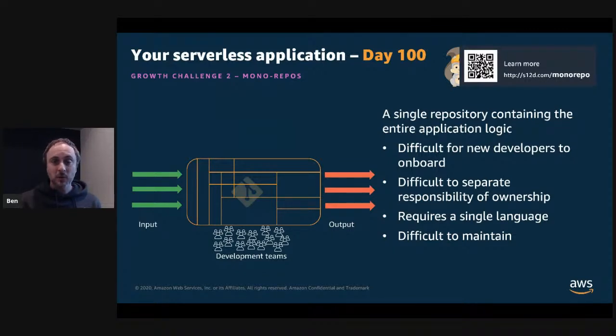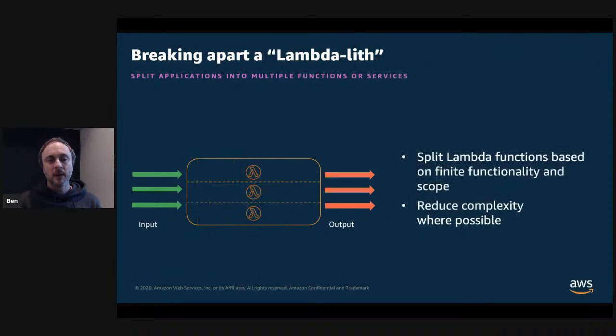And because it's all held within this one function, it's forcing every development team to use the same runtime, which is a whole other advantage of Lambda, that it's runtime agnostic. So the bottom line is that this monorepo approach can cause some difficulties to maintain. So how do you solve these growth challenges of a lambdalith and a monorepo?